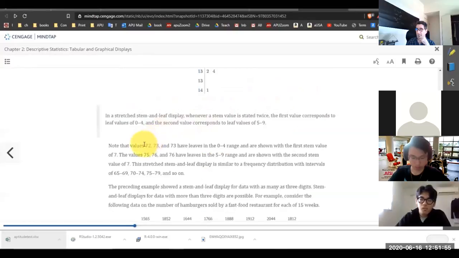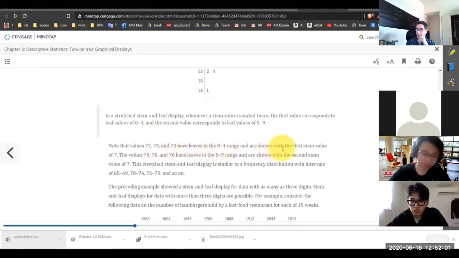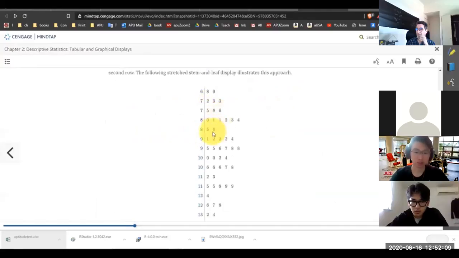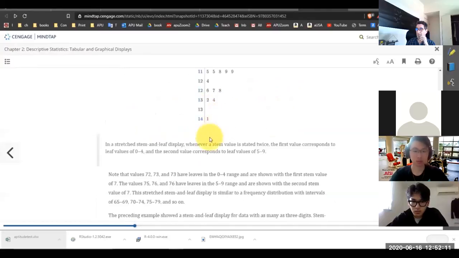Then they say, note that the values 72, 73, 73 have leaves in the 0 through 4 range and are shown in the first stem value. And the values 75, 76, 76 have leaves in the 5 through 9 range and are shown in the second stem.